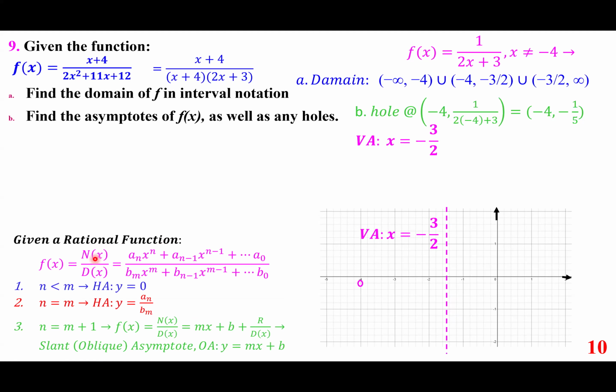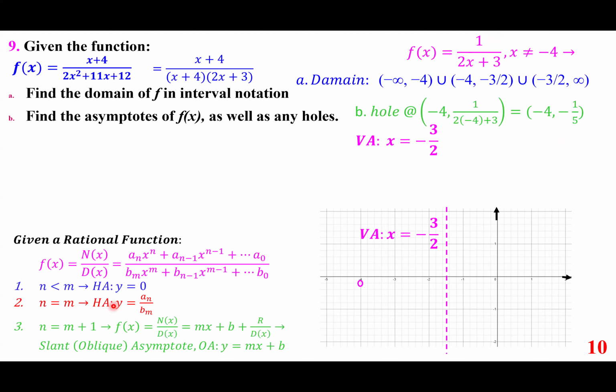Given a rational function, f of x is n of x over d of x. The numerator is a sub n x to the power of n all the way to a sub 0, and the denominator is b sub m x to the power of m to b sub 0. The degree for the top is n, the degree for the bottom is m. If n is less than m, the horizontal asymptote is y equals 0. This one, the numerator has a number only, the degree is 0. The bottom is 1, so it has a horizontal asymptote y equals 0.